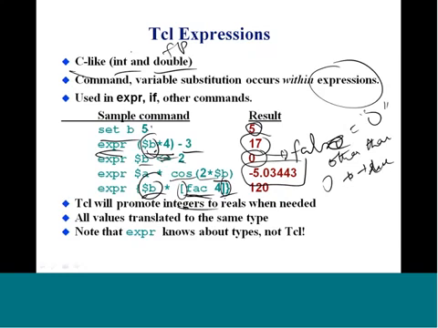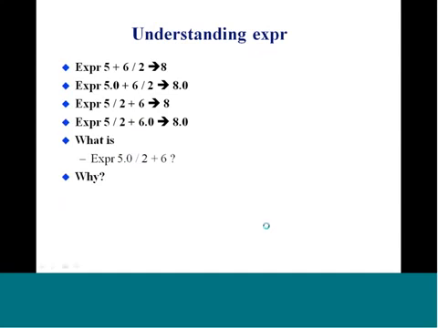So the bottom line is Tcl will promote integers to reals when needed. All the values are translated to the same types, and you can notice that the expr command knows about the types and Tcl does not. Tcl is just a collection of words. Imagine, it's just a collection of words, and still it is very powerful. And today a lot of programs actually run with this. So now let's look at some more examples to understand expr in more detail.